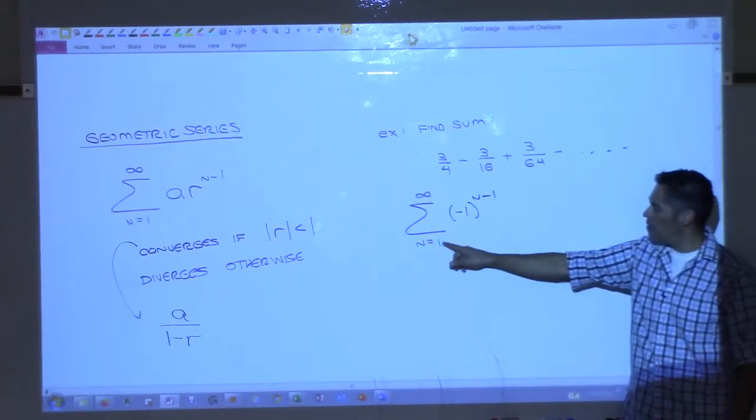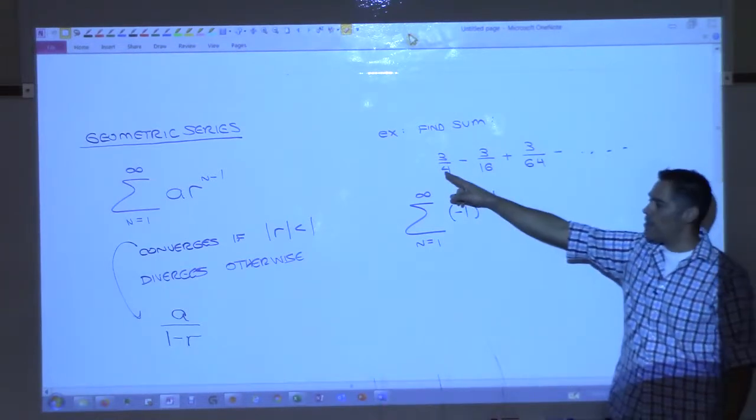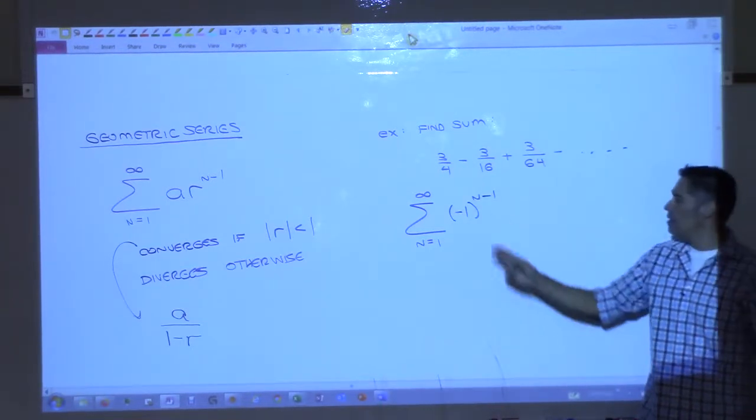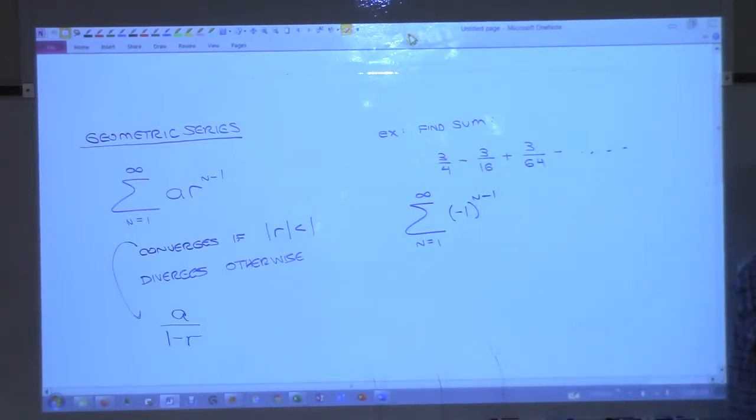If we plug in 1, we get 0. Negative 1 to the 0 is 1, so that would give us a positive number. And then if we plug in 2, we get 2 minus 1, so that's 1, so we'll get negative 1. So that should get us our alternating.